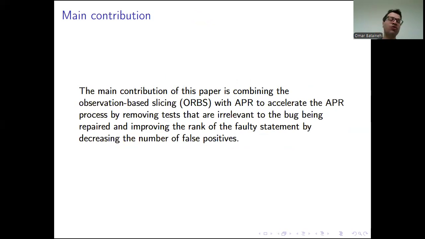To do so, we combine what we call observation-based slicing, which is a recently introduced dynamic analysis slicing technique, with automated program repair. And the goal of this process is to eliminate part of the code that is irrelevant to the bug being repaired. As a result, we identify and eliminate irrelevant tests and improve the suspicious list, or the list of suspicious statements that are generated by the fault localization tools when we apply them to the faulty program or to the buggy program.